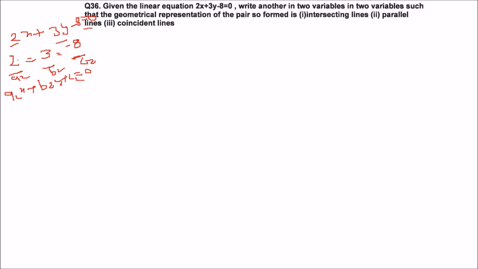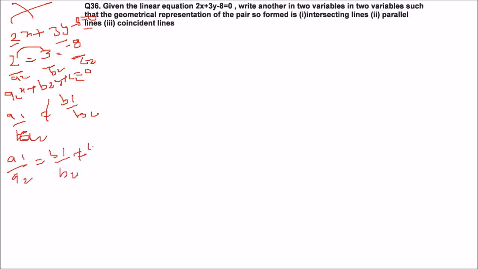Now if these two are unequal, A1 by A2 and B1 by B2 are unequal, that means the two lines are going to intersect. You will have a proper solution. Now if A1 by A2 is equal to B1 by B2, but it is not equal to C1 by C2, that means these two lines are parallel, you are not going to get any solution. They are not going to intersect.